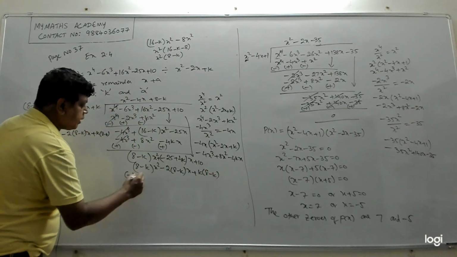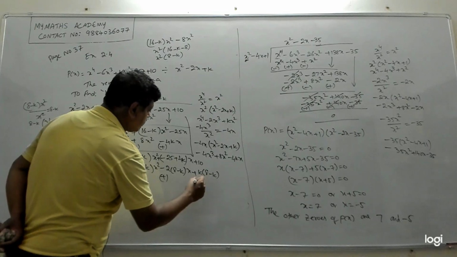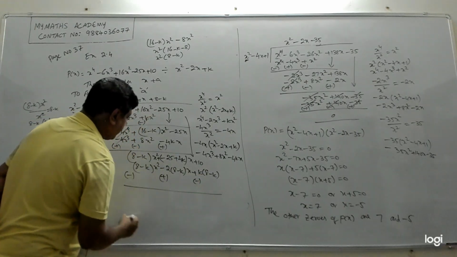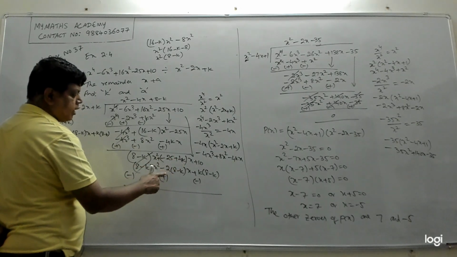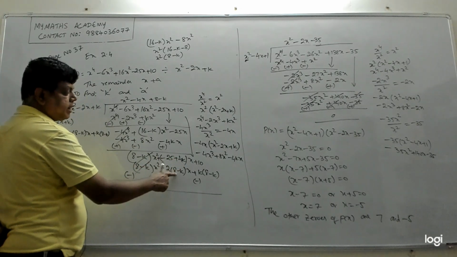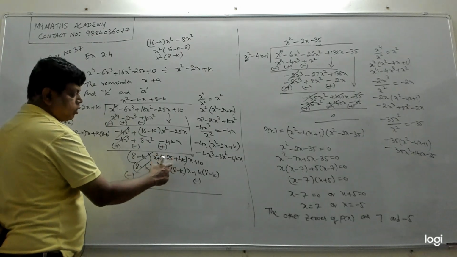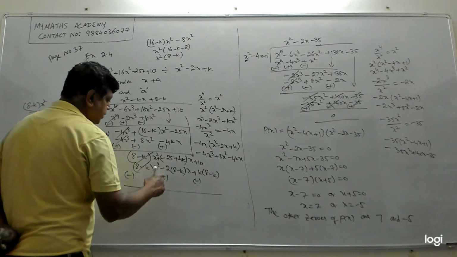Now we'll change the sign. Minus will become plus, and plus will become minus. So these two will get cancelled. Now this is minus 25 plus 4k plus 2 into 8 minus k. So we have to take only the coefficients. So if we write it here, what do we get?